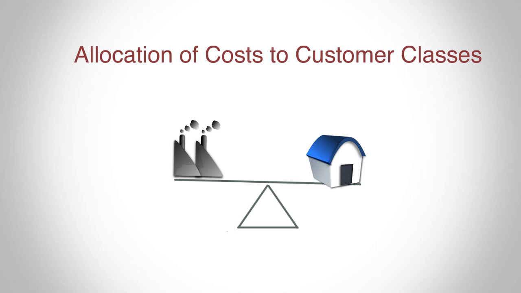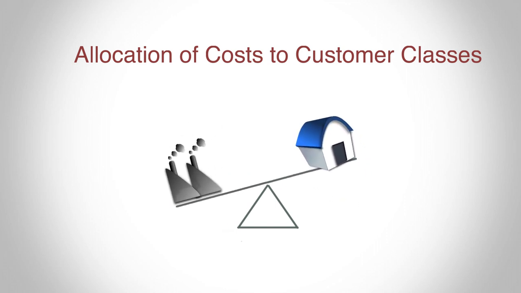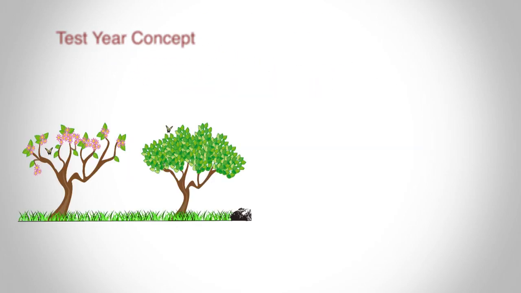Welcome back to the video series that explains rate regulation. Today, we'll be talking about the second part, allocation of cost to customer classes. To calculate the total money the utility needs, the regulators conduct a cost study based on a test year to include the effects of weather and other annual impacts.